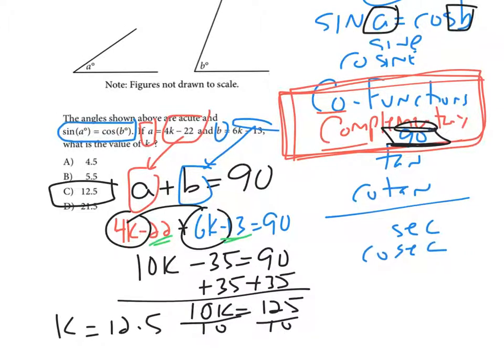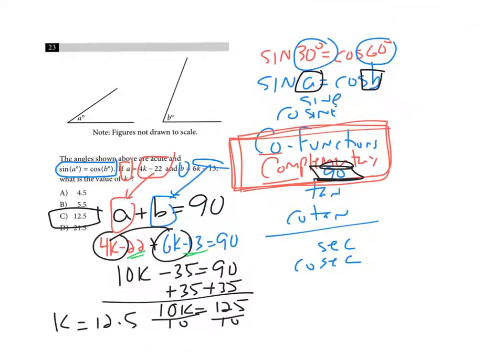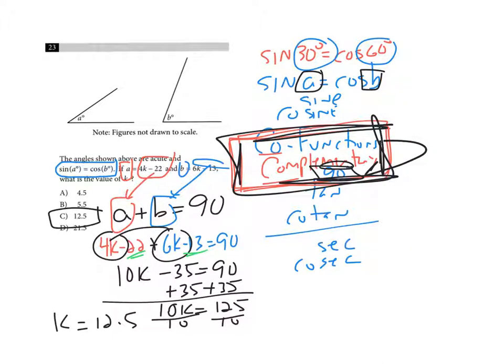So just remember, sine and cosine, tangent and cotangent, secant and cosecant, those are all sets of cofunctions. And cofunctions are complementary angles. They add up to 90 degrees.